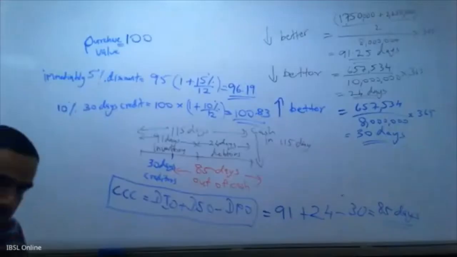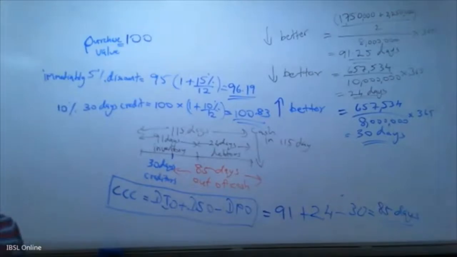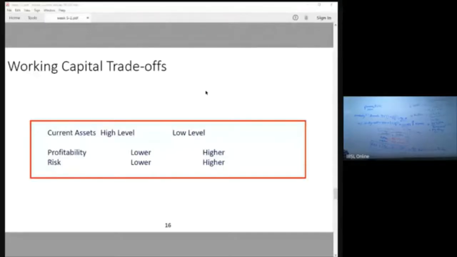Right. So, working capital trade-off. If you have excess working capital, that means what you could have invested elsewhere is tied up in working capital. On one side it is going to increase your interest cost, and it will reduce your investment opportunities, right? So it will have a negative impact on the bottom line. Your profitability will be low.